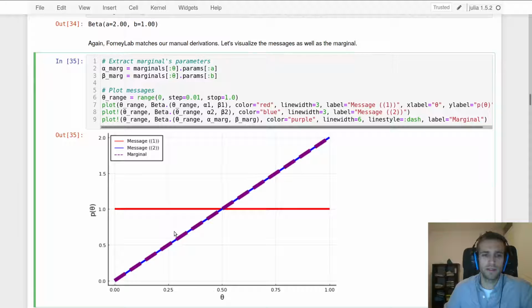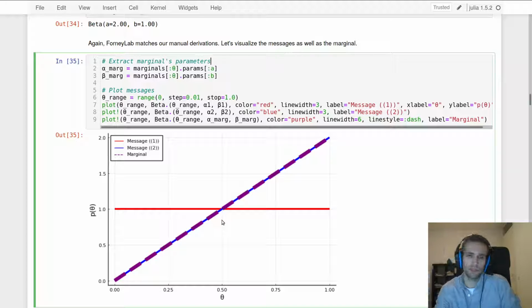So if we plot that, you can see that the marginal, this purple dotted line, lies exactly on top of the second message, which is caused by the fact that the first message is an uninformative prior. It has no effect on the posterior.